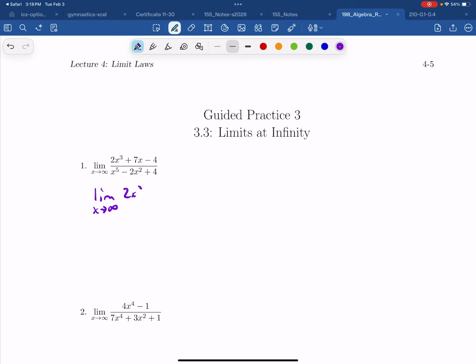I'll just write it again. 2x cubed plus 7x minus 4 over x to the fifth minus 2x squared plus 4. Now note that when we just try to plug in infinity, which is to say plug in bigger and bigger values of x, we get infinity over infinity. That's going to be the case every time. Maybe there's a minus sign somewhere, but whatever.